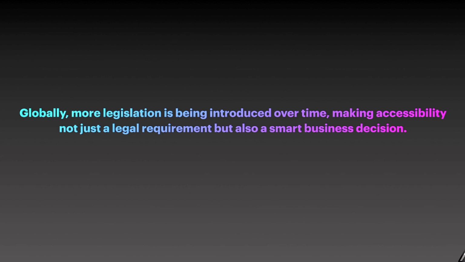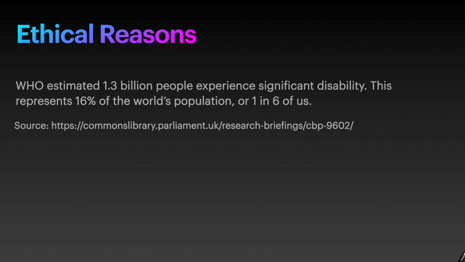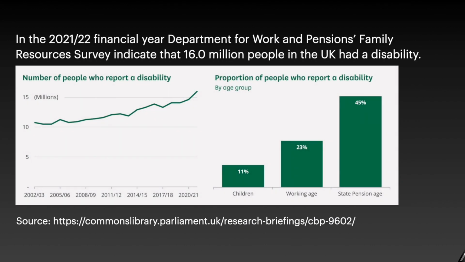Ethical reasons. WHO estimated 1.3 billion people experience significant disability. This represents 16% of the world's population, or 1 in 6 of us. According to a survey in the UK, 16 million people in the UK had a disability. The internet should be a place for everyone. Website and application accessibility is not just about legal compliance, it's about ethical responsibility. By creating inclusive digital experiences, we ensure that people with disabilities can access information, engage with services, and participate in the online world.